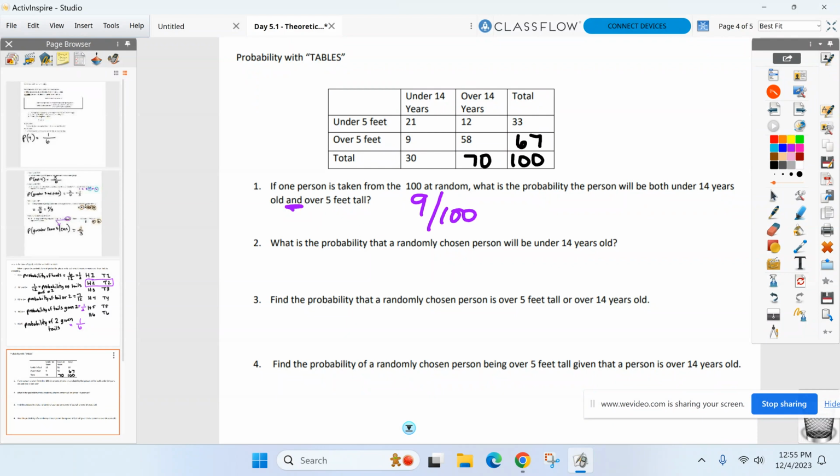Probability that a randomly chosen person will be under 14 years old. Did I give any condition? I just said under 14. 30. And we said there's a total of 100, so 30 out of 100. If you want to put 3/10, that's fine.